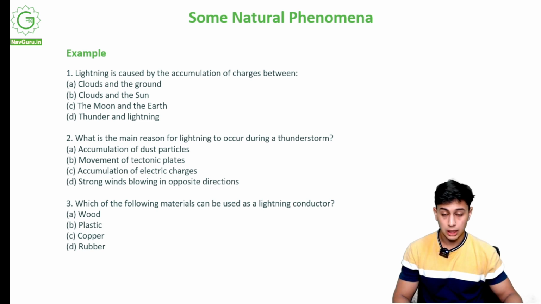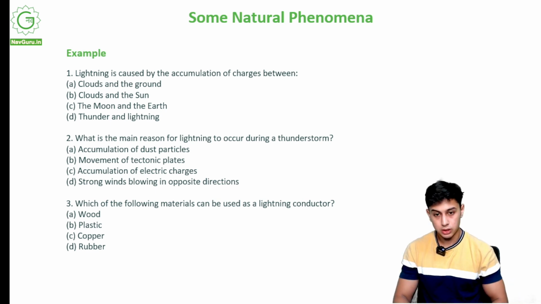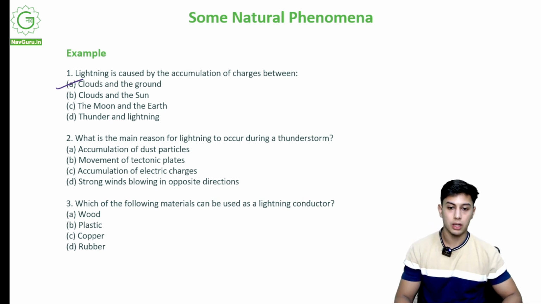Clouds and the ground, clouds and the sun, moon and the earth, like thunder and lightning. So the correct option is option A, clouds and the ground.